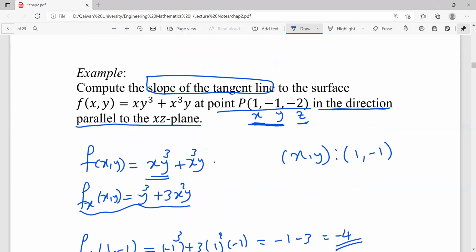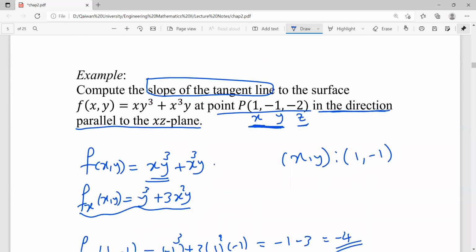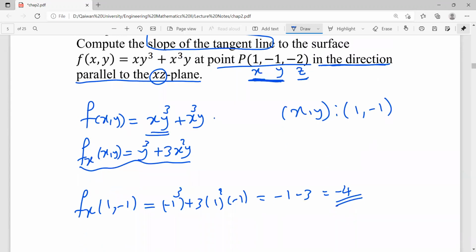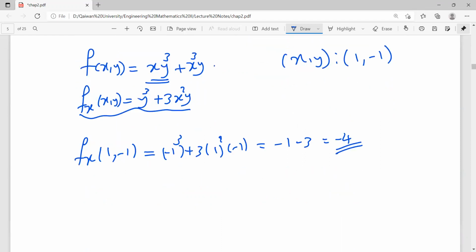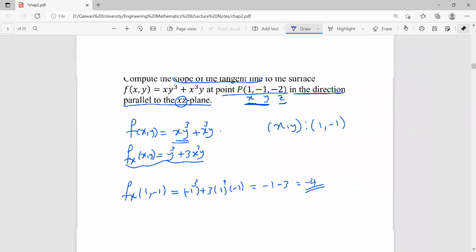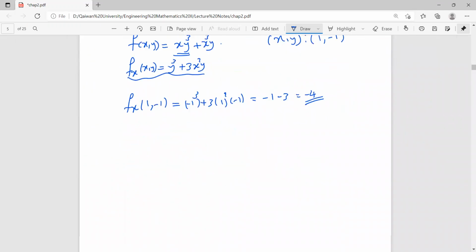So what if we are asked to find the slope of the tangent line in the direction of the yz plane? What should we do? We should find f sub y. That means the partial derivative with respect to y. It's similar to this one, only we take the derivative with respect to y. Okay, and we plug in the point. That's all. Do you have any question about this? Okay.